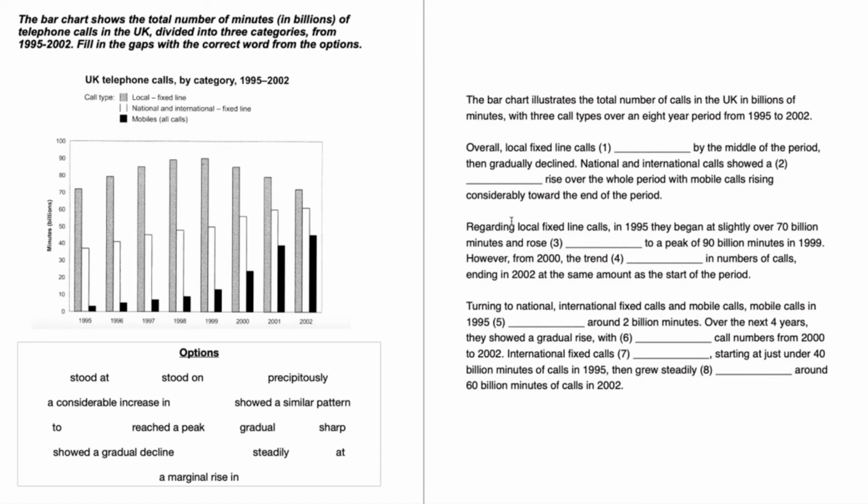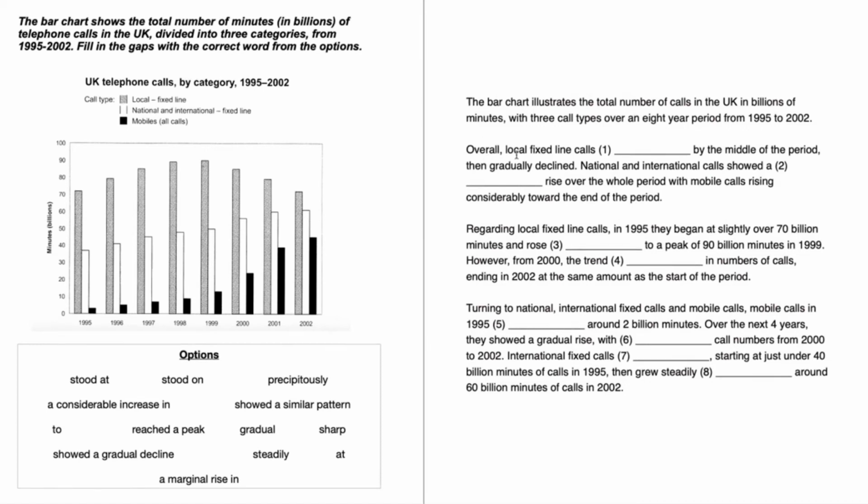Looking at the overview paragraph, it says, overall, local fixed line calls blank by the middle of the period, then gradually declined. So if you look at fixed line calls, that's going to be our gray. And we see overall fixed line calls blank by the middle of the period. So the middle of the period would be 1998, 1999. And let's see, it starts off at around 70. And like it says here, it gradually declines.